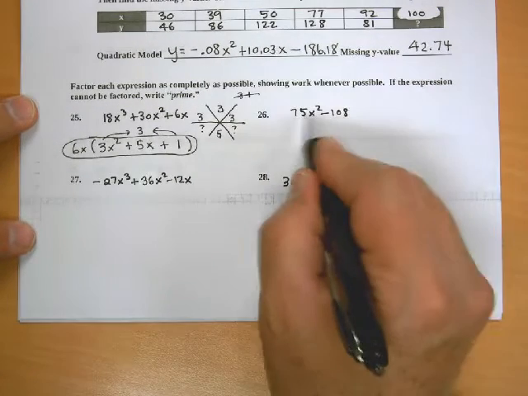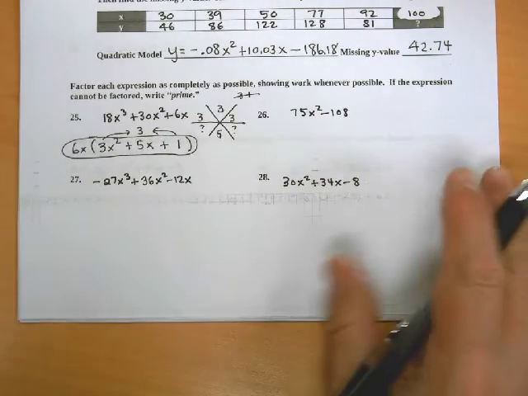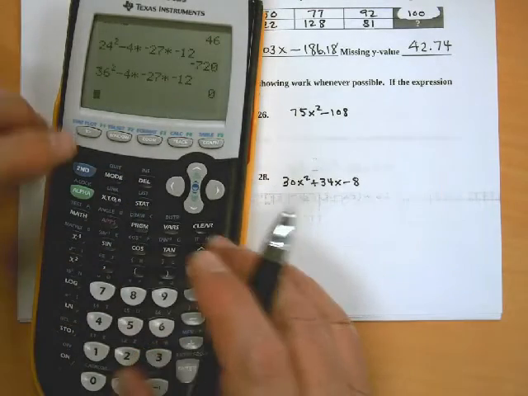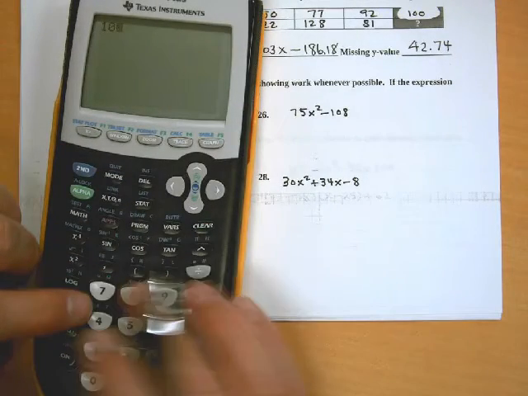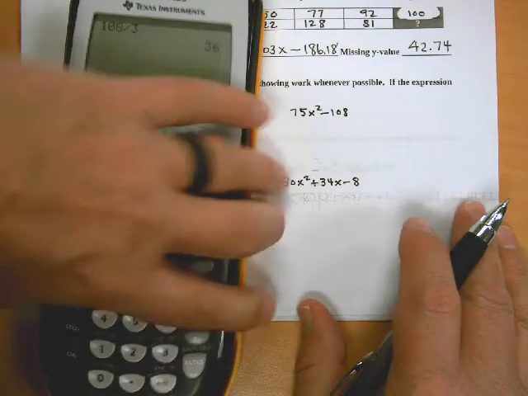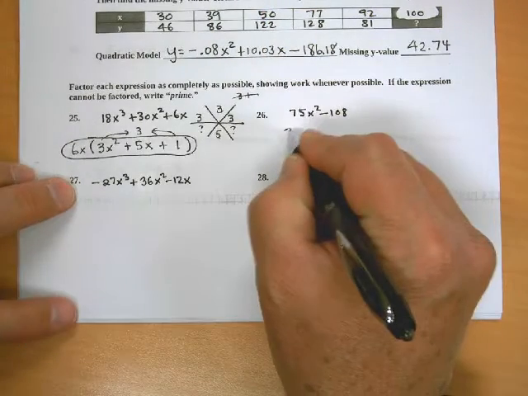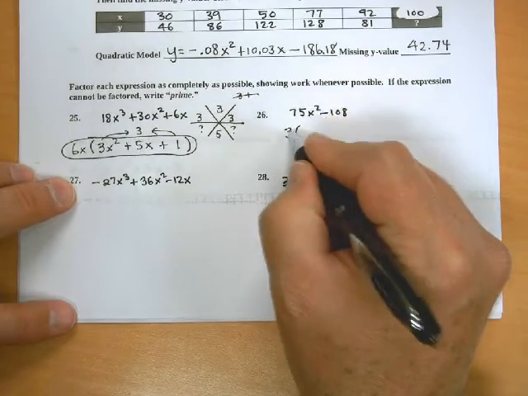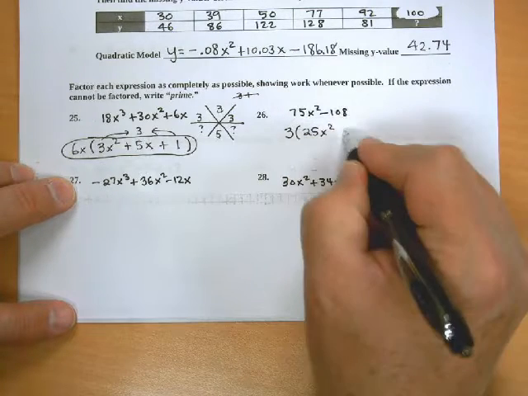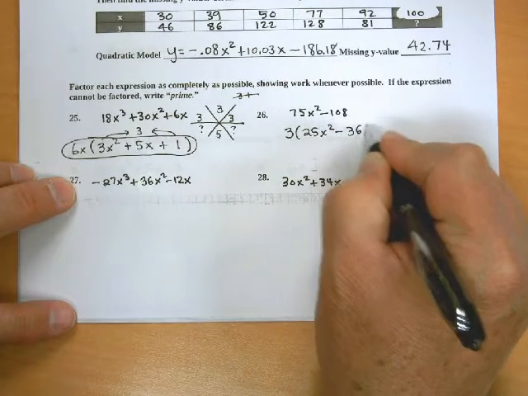On the next one, the common factor is 3, and to see that, you're going to go 108 divided by 3. Make sure 3 goes into that, and it does, 36 times. So you're going to pull out the 3. This divided by 3 is 25x squared, and this divided by 3 is minus 36.